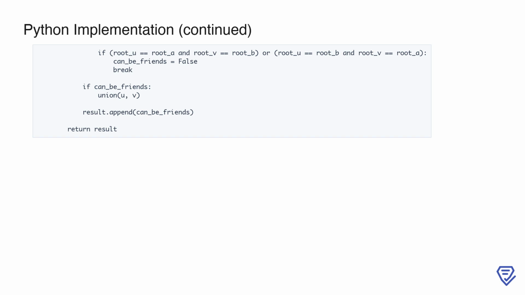If no restriction is violated and can_b_friends remains true, we proceed to unite the groups of U and V using the union function. This ensures that they are now part of the same connected group. Regardless of whether the friendship is allowed or not, we append the result of the current friend request to the result list. Finally, after processing all the requests, we return the result list, which contains a true or false for each request, indicating whether the friendship was approved or denied. This method efficiently handles the constraints and requests using the union-find data structure for optimal performance.